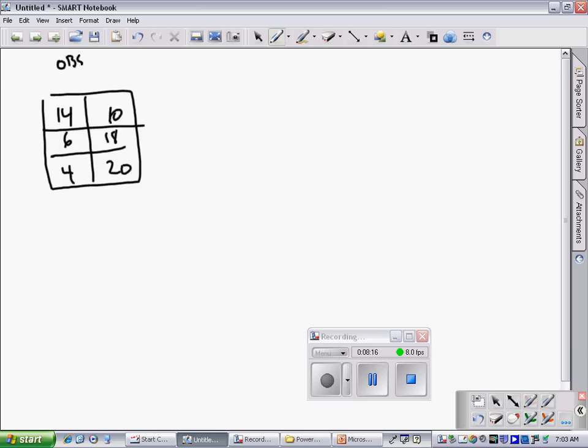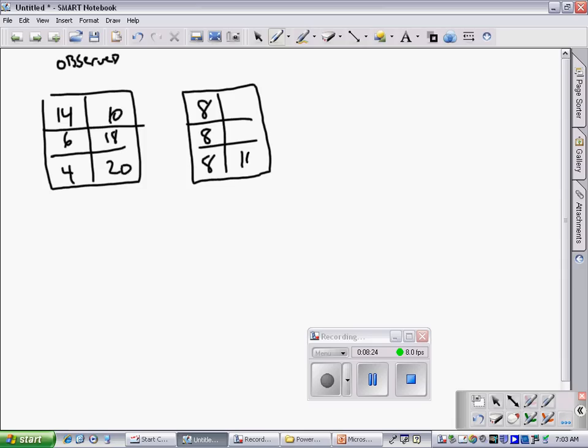These are observed. My expecteds were 8, 8, 8, 16, 16, and 16. And that may not always work out where one column's all the same, but it did in this case. And then we're going to go through and use our formula just like we did with the chi-squared goodness of fit test.